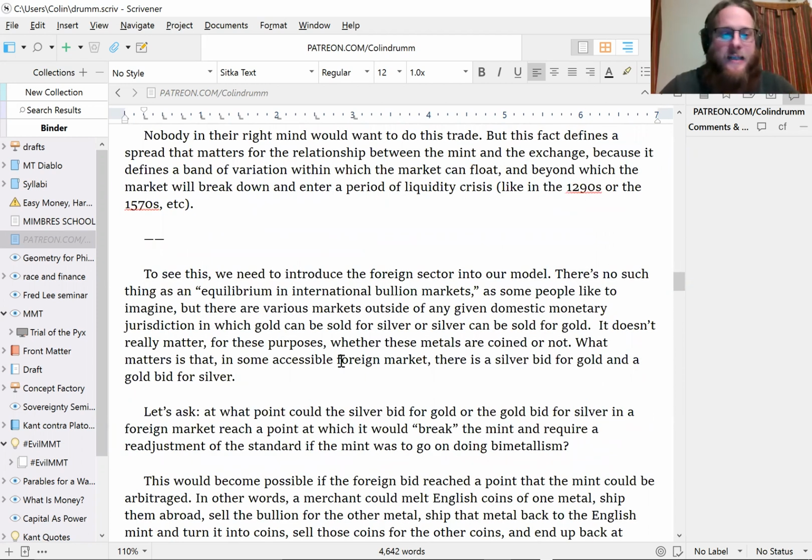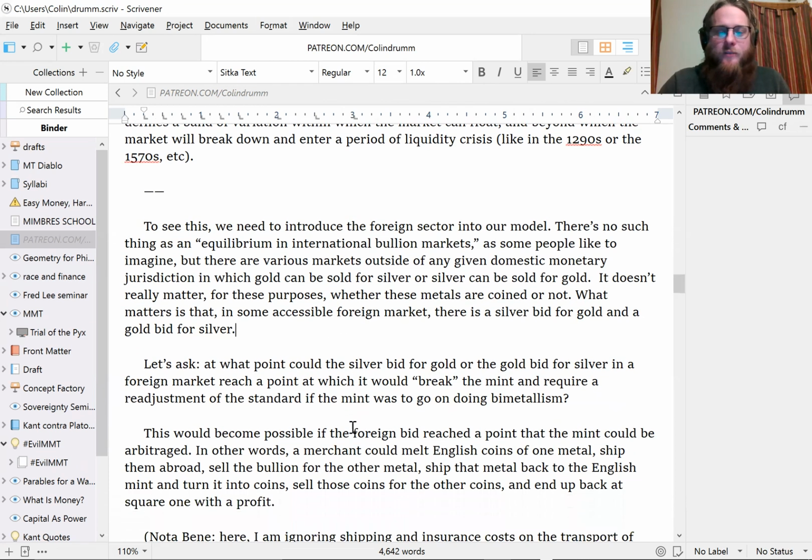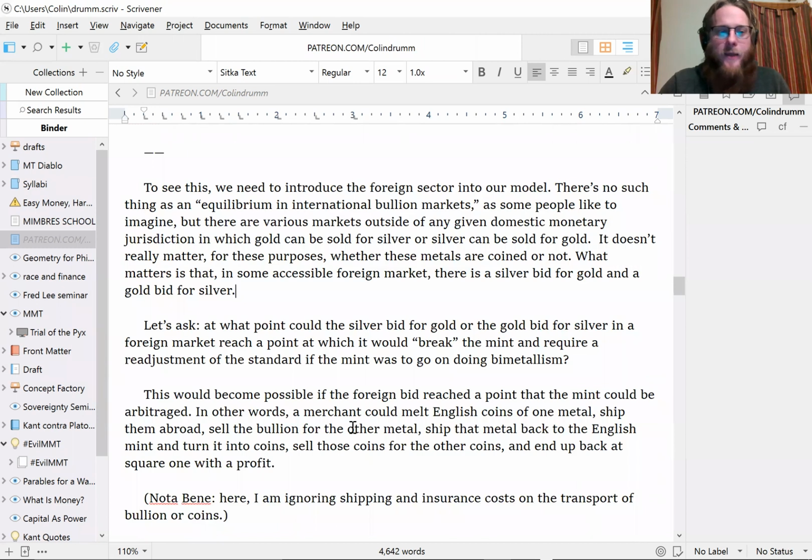So first of all, there's no such thing as an equilibrium in international bullion markets. People talk about this, but it doesn't exist. There's not a single equilibrium price. There's a bid-ask spread. So there's a price for silver in terms of gold, and a price for gold in terms of silver, and there's a spread between them. This is how markets work. There's spreads, not prices. You can read the first chapter of my dissertation, and I'll explain why that is.